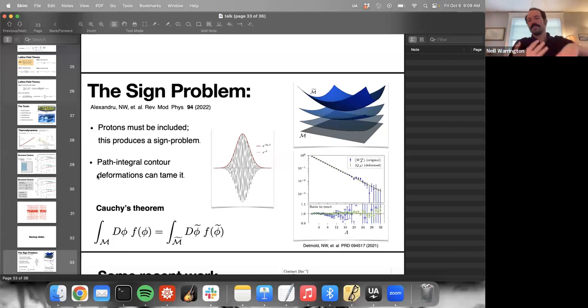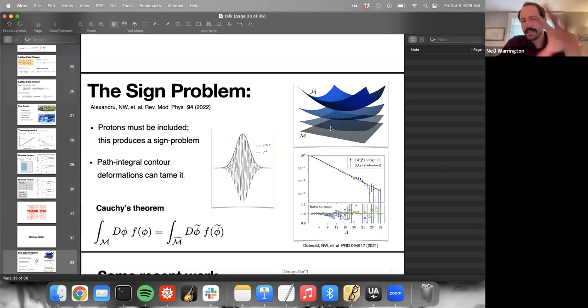I mean, the sign problem prevents you from doing lattice QCD at finite density. It prevents you from including protons in this very specialized problem I just told you. It prevents you from doing any real-time dynamics at all on the lattice, which is really irritating. So I will explain this quickly. If you want me to explain more, happy to. But basically, here's the thing.